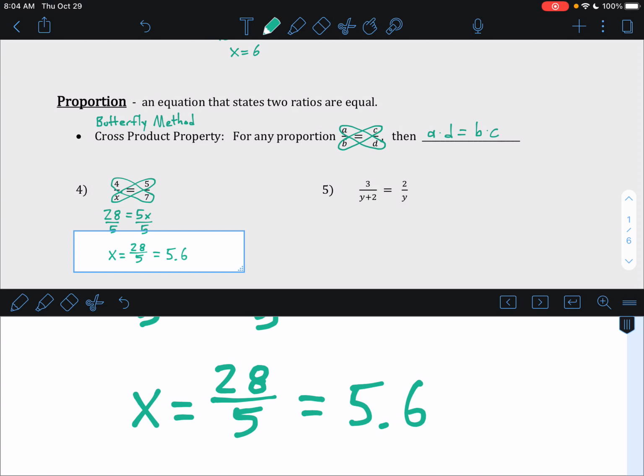I don't mind if you write things in decimal form as long as it's not a repeating decimal. If it's a repeating decimal, please leave it as a fraction. But this is just 5.6. It stops after the 6. There's nothing after that. So this is something that I can write in decimal form.